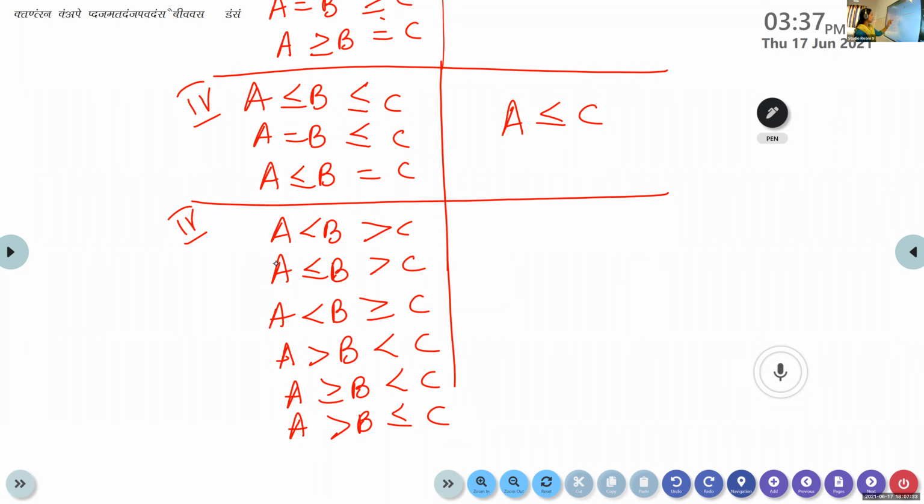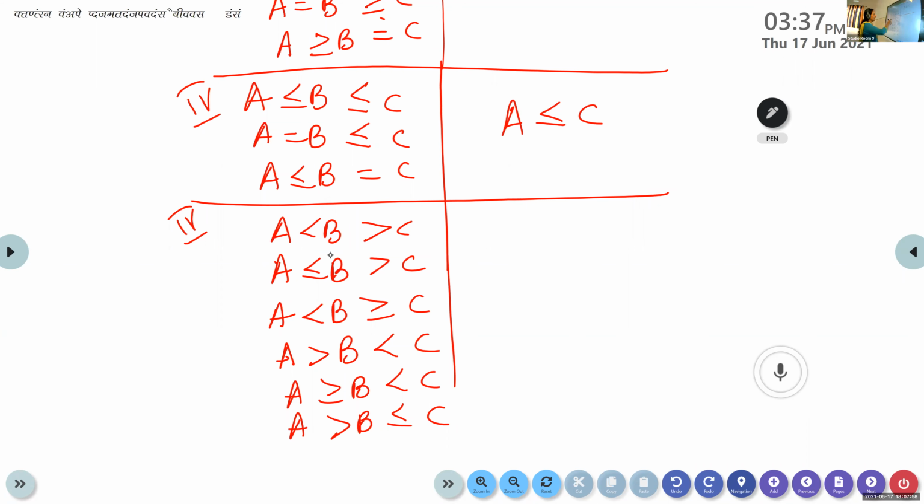A is less than B, B is greater than C. So how is it possible to compare A and C? A is less than B, B is greater than C. So is it possible to compare A and C? Look at the second case. A is less than or equal to B, B is greater than C. So what about A and C?